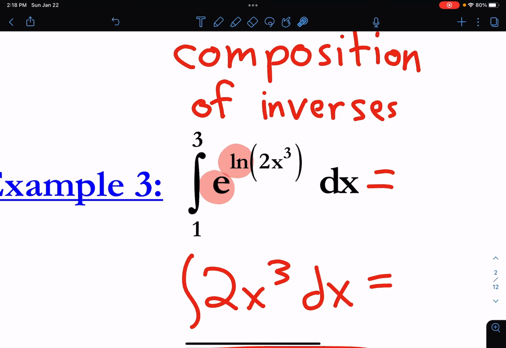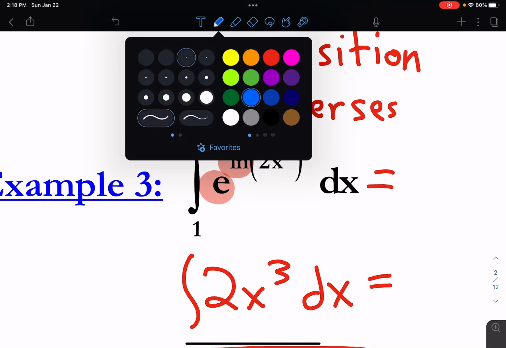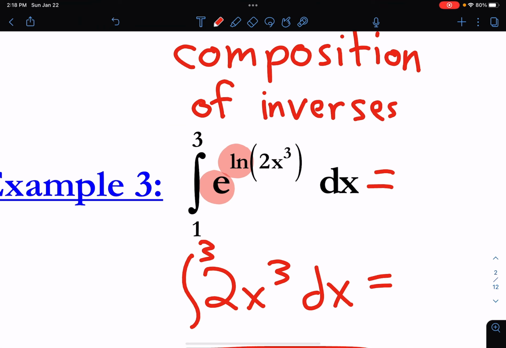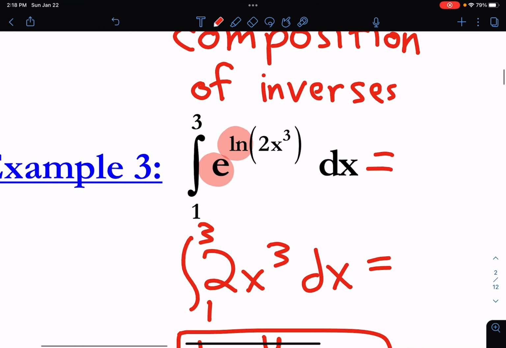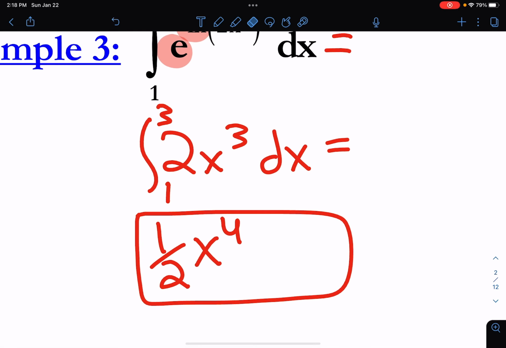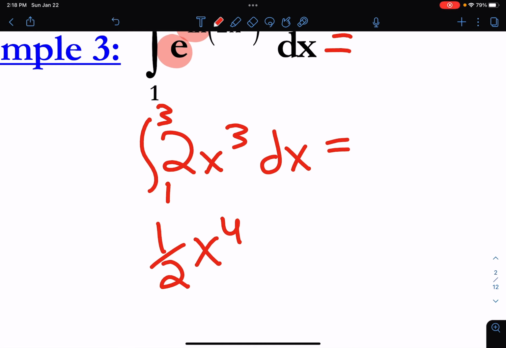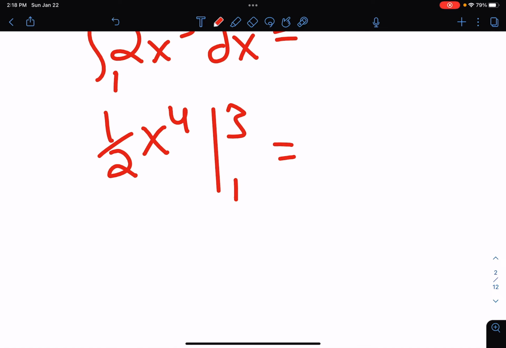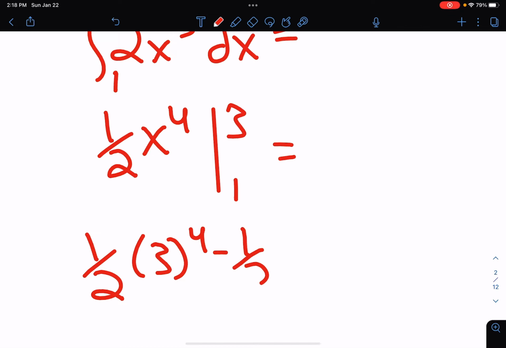Now, in my key here, I'm noticing I forgot to do this as a definite integral. So we're just going to go ahead and adjust this along the way. And so my antiderivative of just 2x cubed is going to be 1/2 x to the 4th, not my final answer. This is going to be from 1 to 3. And so we can go ahead and do that. So 1/2 3 to the 4th minus 1/2 1 to the 4th.